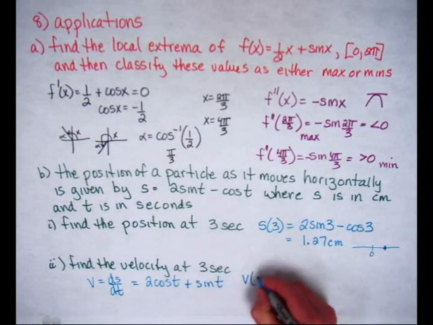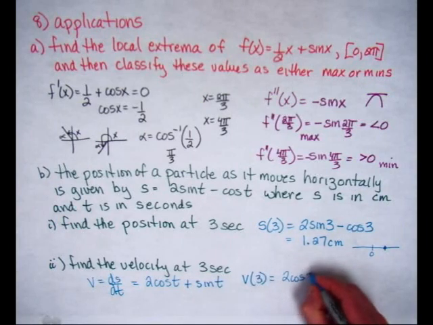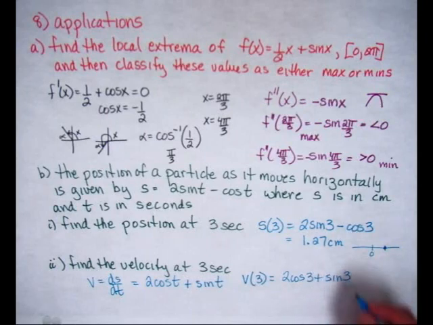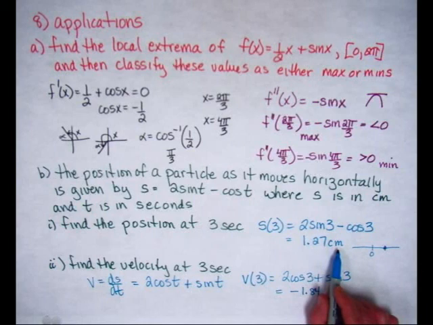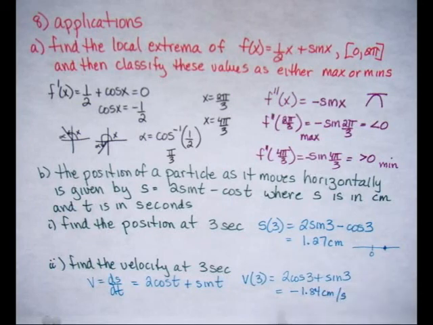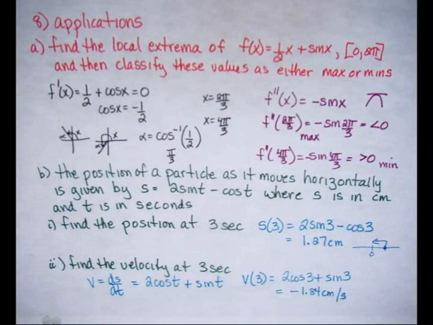So we want the velocity at 3 seconds, so we plug 3 into our function, 2 cos 3 plus sine 3, and your answer is negative 1.84. Now again, the units are very important. In this question, you were just finding position, which was centimeters. In this case, you're finding the rate of change of position, or velocity, so this would be centimeters per second, and the negative just indicates it's moving to the left. So by analyzing this particle at 3 seconds, we know that it's located just to the right of the origin, and it's moving back toward the origin at a rate of 1.84 centimeters per second.